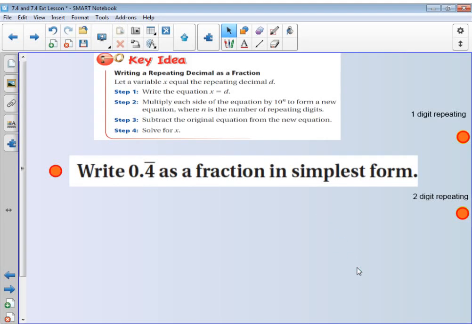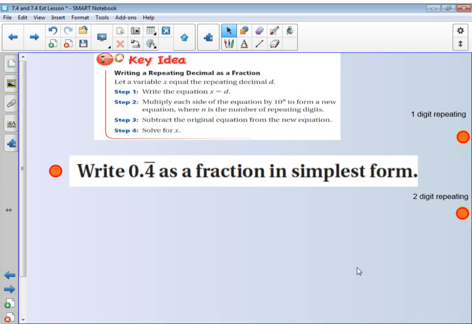Okay, this is an extension for 7.4. So we're going to be working with writing repeating decimals as fractions. We're going to follow the steps that I have up at the top of the screen. We're going to first write our equation, x equals d, where d is the repeating decimal. So we're basically just substituting in the decimal that they're giving us in place of our d. And then we're going to subtract.